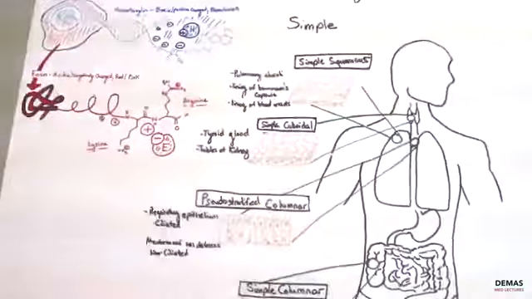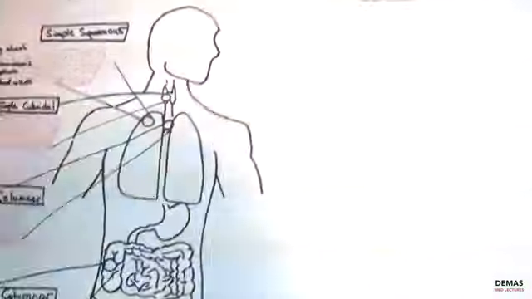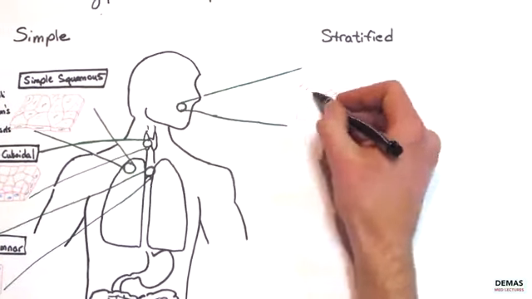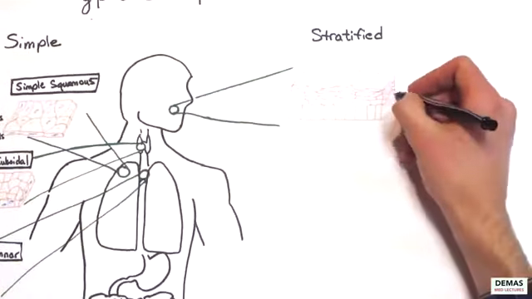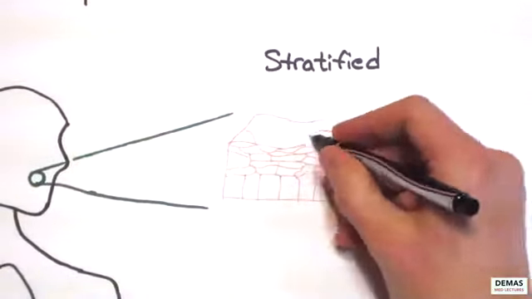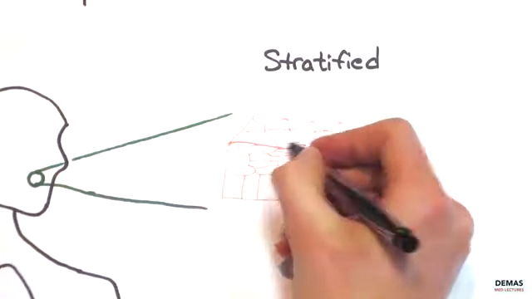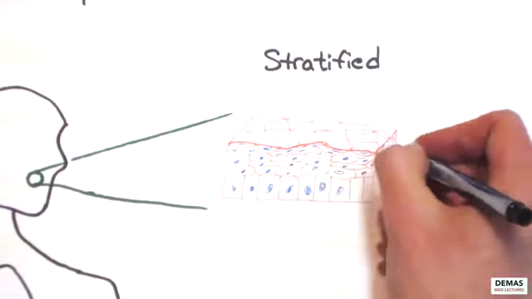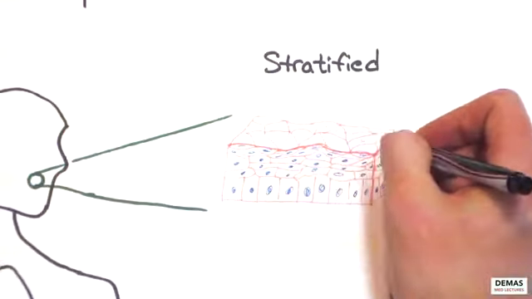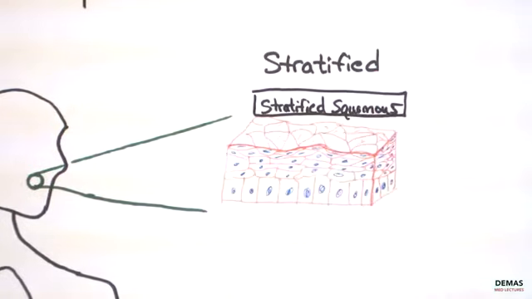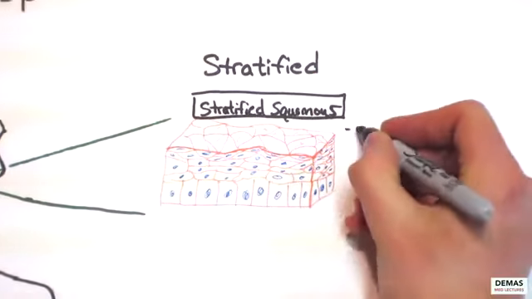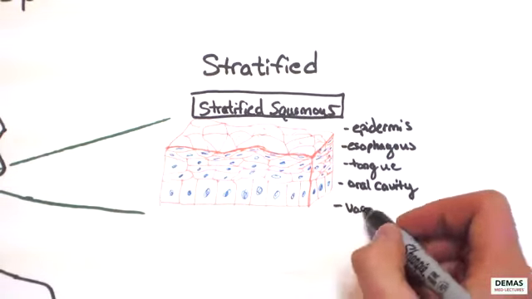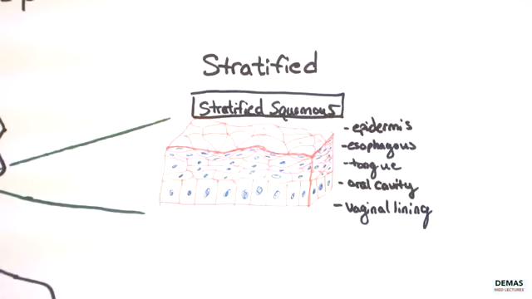Now we're going to move over to some more complex epithelia that have multiple layers. And the first type here is going to be a variety known as stratified squamous. This type of epithelia is often found covering tissue that is subject to abrasion. So it serves a protective role oftentimes in the body. And some of the locations where this can be found is in the epidermis, the skin, the esophagus, the tongue, the oral cavity, as well as the vaginal lining.